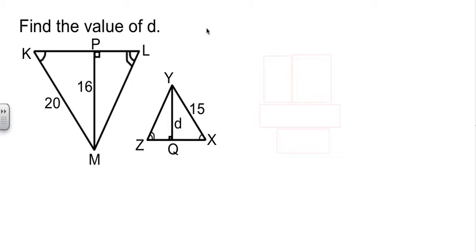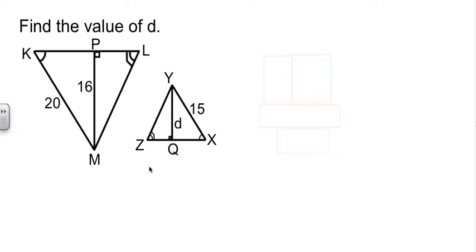So let's say our job is to find the value for D there. Okay, we're looking at an altitude. I know my triangles are similar because angle K matches angle X. Angle L is equal to angle Z, so I've got angle-angle. And that's good enough to say that the triangles are similar.